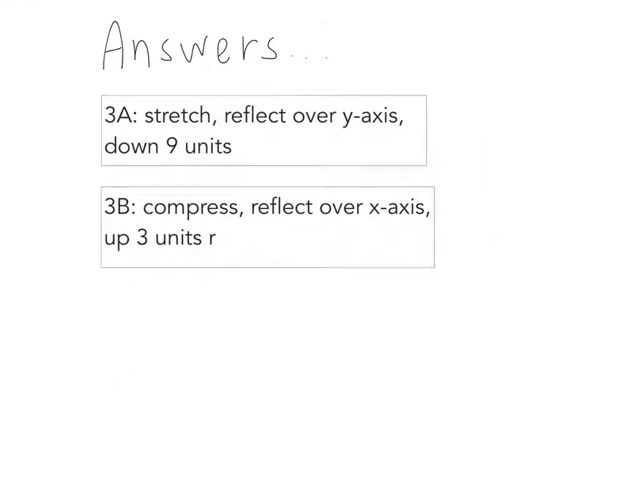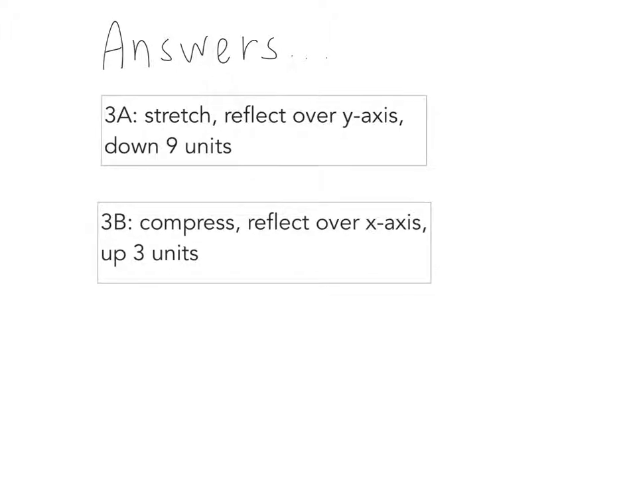Nice job. You are 3 for 3. Well, the answer again to 3a, which you had correct, was a stretch, reflection over the y-axis, and down 9 units. 3b was a compress, reflect over the x-axis, and up 3 units. Once again, great job.